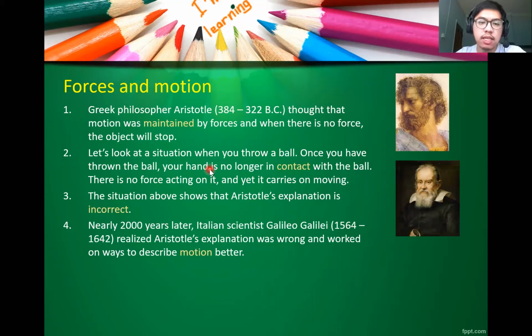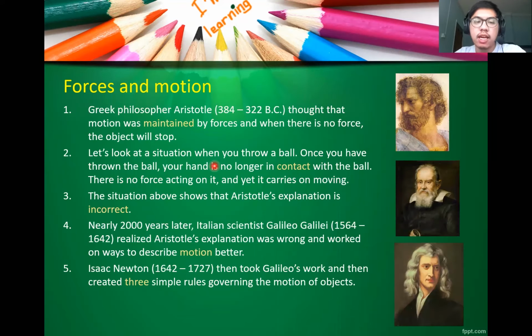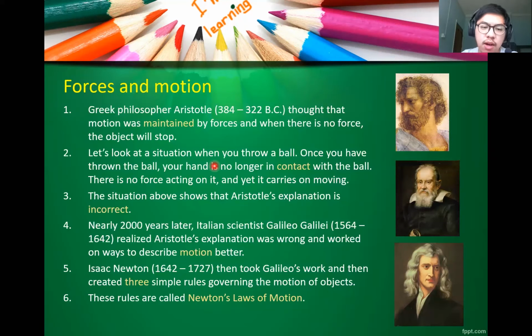And then 2000 years later, a scientist called Galileo Galilei realized Aristotle's explanation was wrong and worked on ways to describe motion better. And then a couple of hundred years later, Isaac Newton took Galileo's work and created 3 simple rules governing the motion of objects. These rules are called Newton's laws of motion.